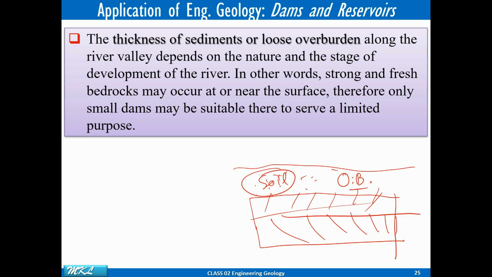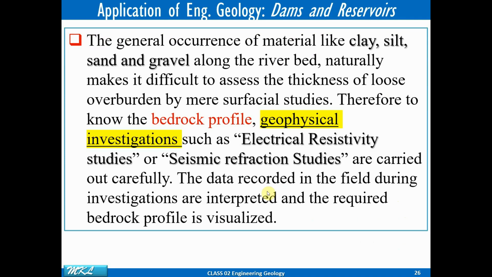So what are the geophysical methods generally employed? There are two geophysical methods people use. One is the electrical resistivity studies, another one is the seismic reflection studies. You may also use GPR, which stands for ground penetrating radar.